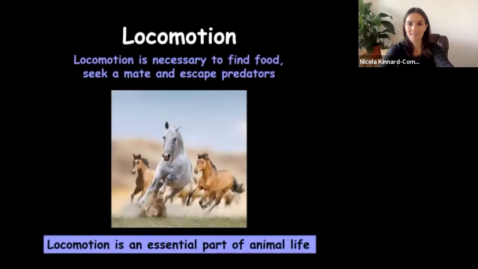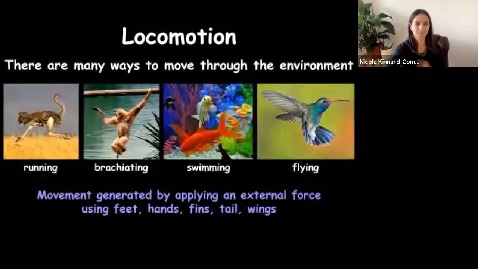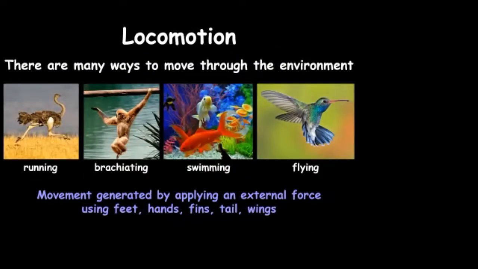So thinking about locomotion, it's really an essential part of life for all animals. It's necessary to enable them to find food, to find a mate and reproduce, and also to escape predators. There are lots of different methods of locomotion. The thing that they have in common is that they all require the animal or the bird or the fish to apply an external force against the environment, and that's how the movement is generated.